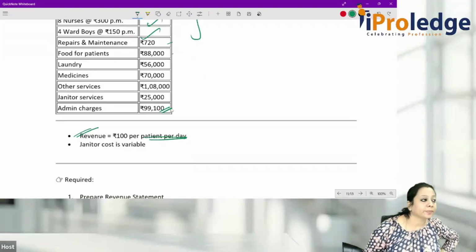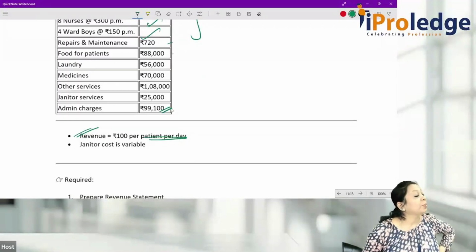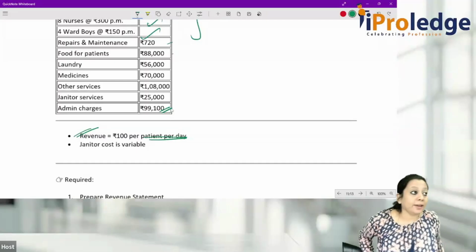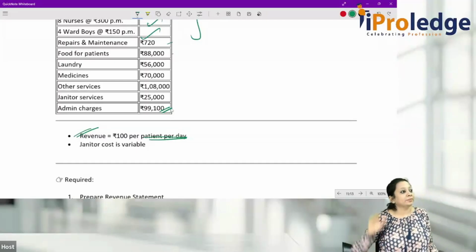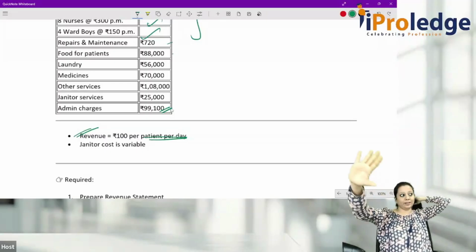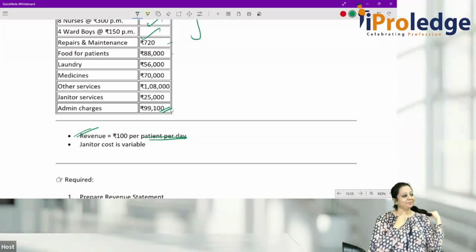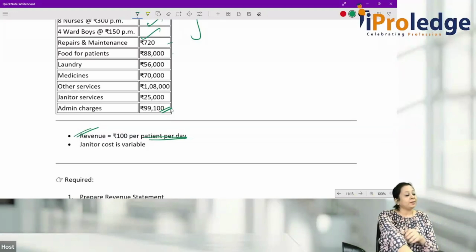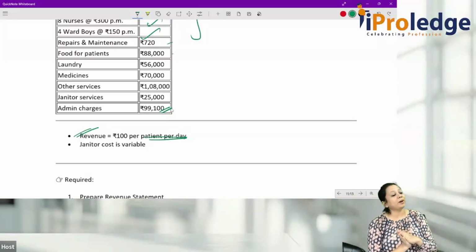No. Why? Because it could be 5 or 4 also. It need not be fully 5 all the time. Yes, my dear. But what I'm trying to communicate here is that it is going to be variable because they will not get it on all.